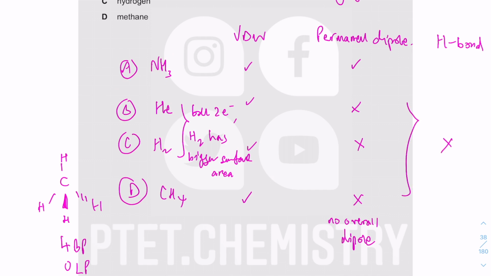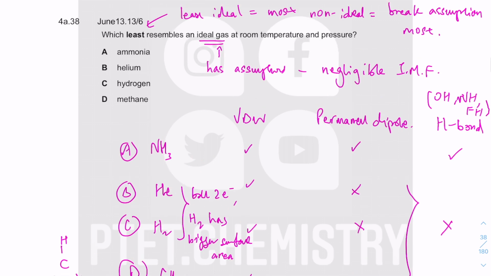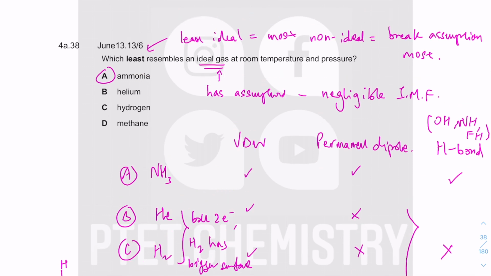Okay, so the other one, of course, if you don't have permanent dipole, you automatically have no hydrogen bond, because you have no permanent dipole to begin with. Hydrogen bond is a result of a very polar bond, which is to do with OH, NH, and FH. So here we have a hydrogen bonded to a nitrogen, so we do have hydrogen bond, and because they increase in strength generally, hydrogen bond is the strongest intermolecular force generally compared to this and this. Therefore, we are looking at ammonia that will break the assumption the most by having the least negligible intermolecular force, because this is quite strong, so it is not negligible.